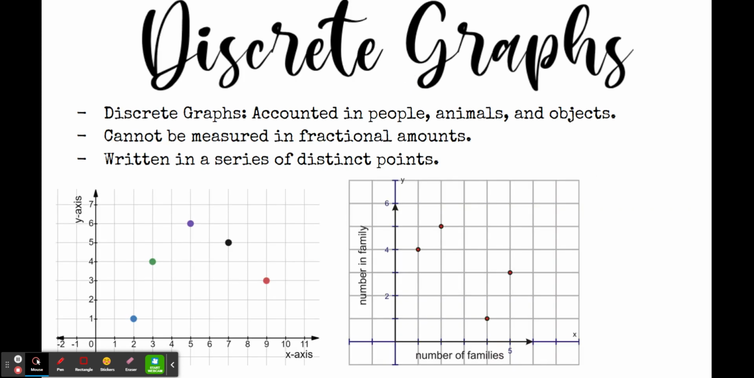This is a discrete graph. A discrete graph is counted in people, animals, and objects. And you cannot measure this in fractional amounts. You can't take half of a person, half of an animal, half of an object, half of a train. You cannot do this in fractional amounts. So it's the whole number. And over here, it is written in a series of distinct points. You can see all these different points over here.